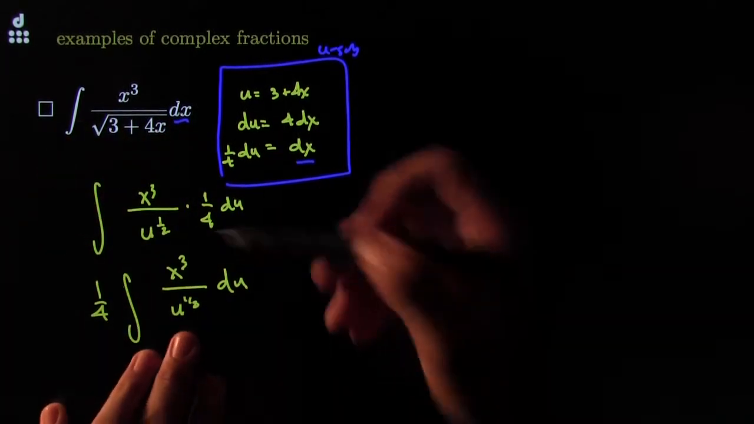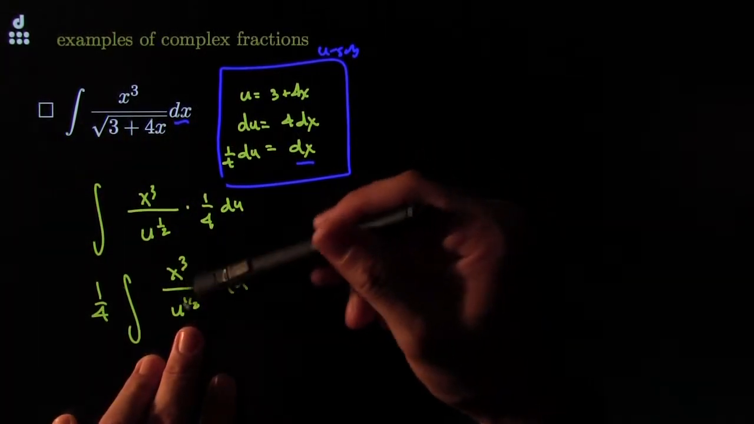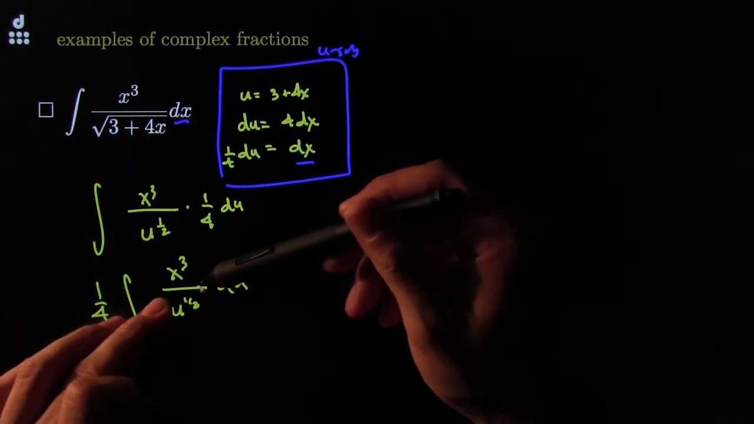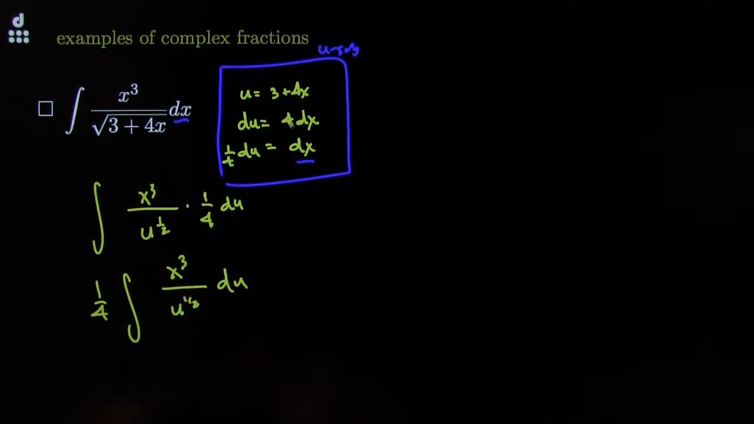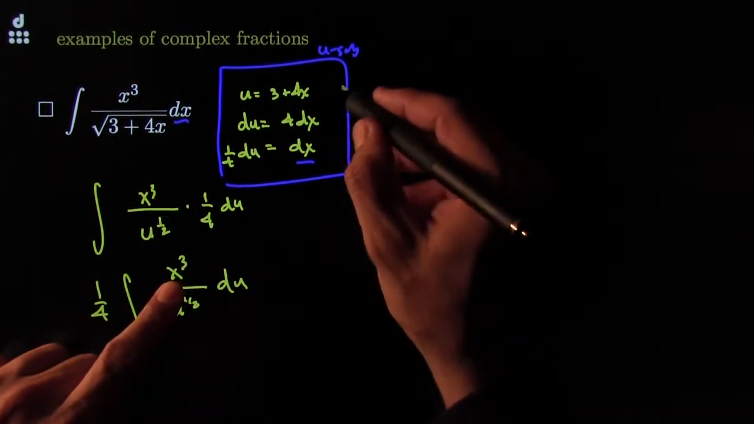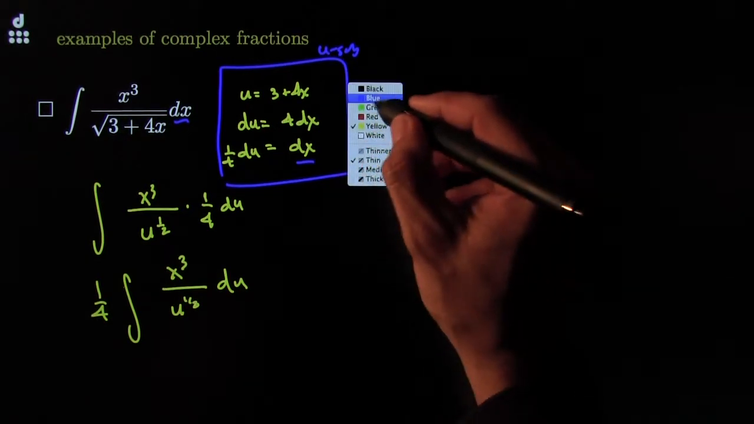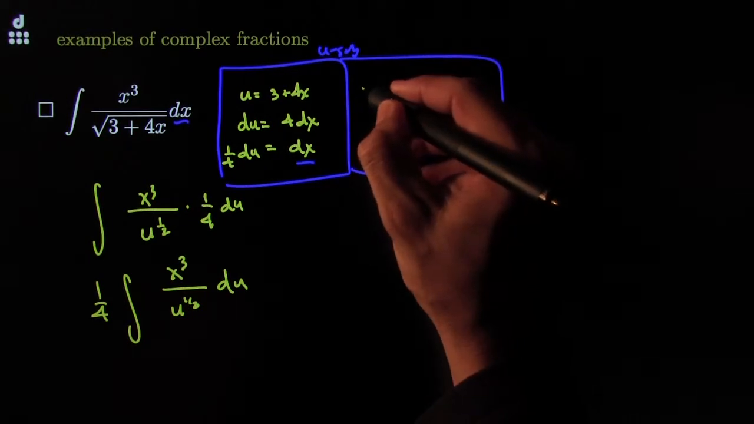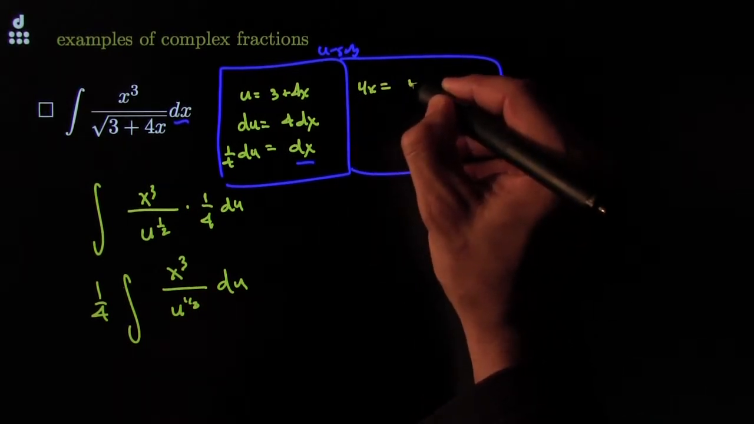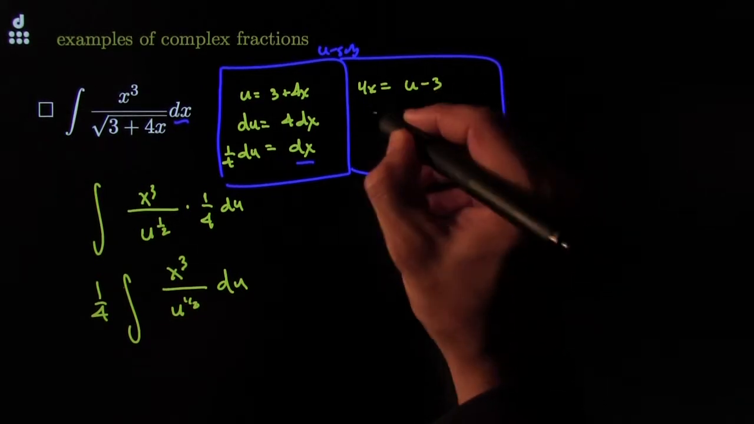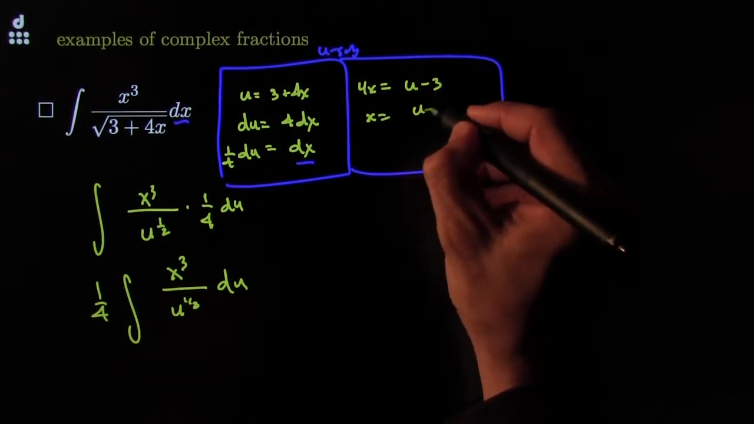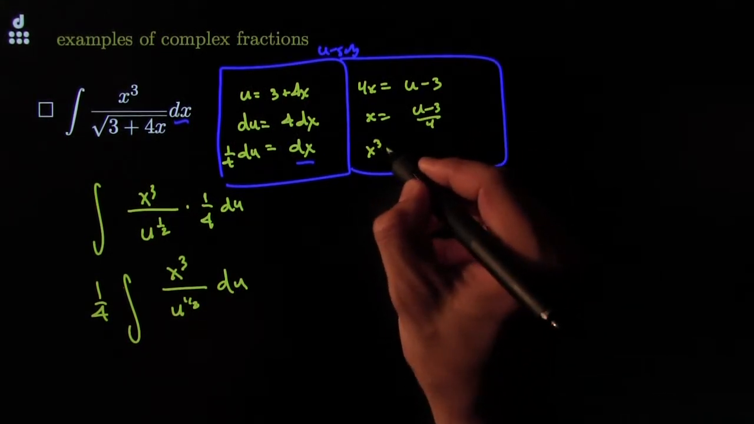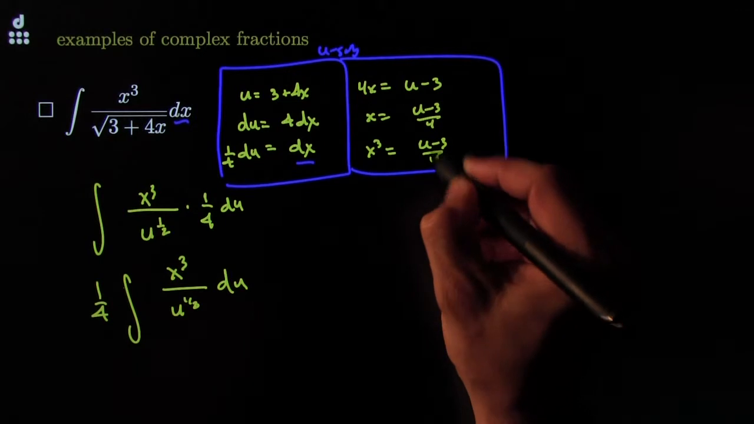And I have a mild problem here, where I have the mixture of the two variables. I have u's and x's. So how do we change it? Well, we query the dictionary again. The dictionary says that 4x can be exchanged for u minus 3, or x can be exchanged for u minus 3 over 4. That's the exchange rate. So x to the third would of course be u minus 3 over 4 to the third.